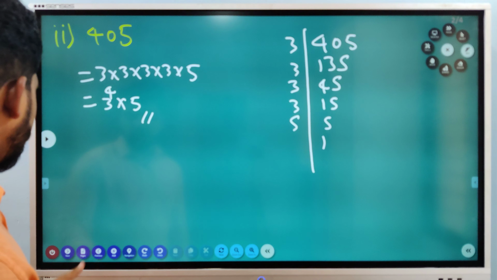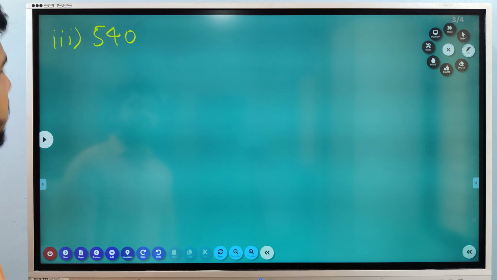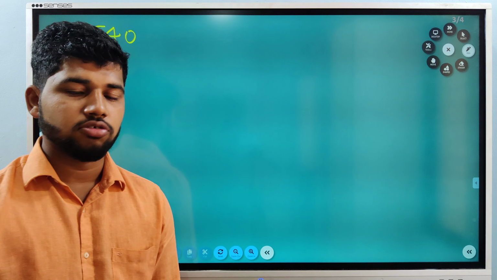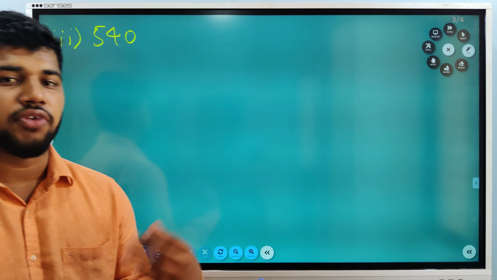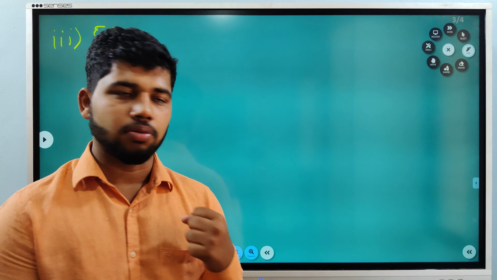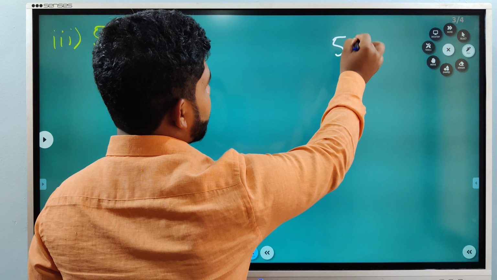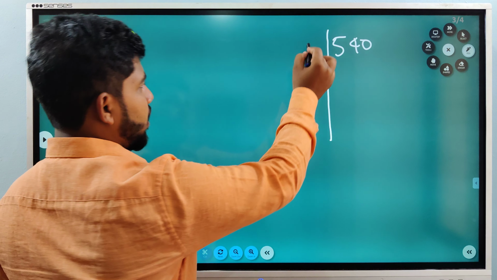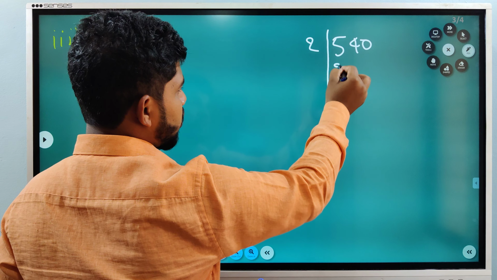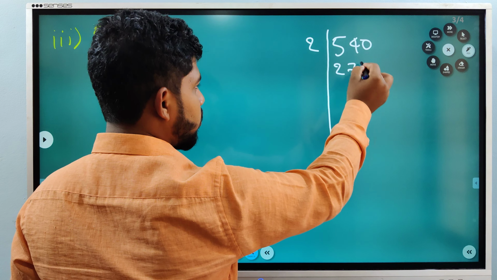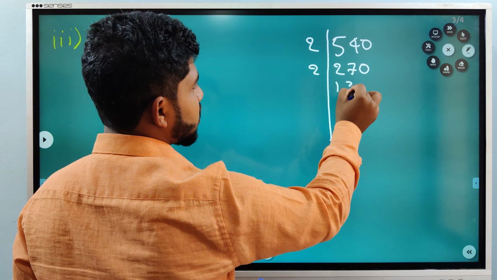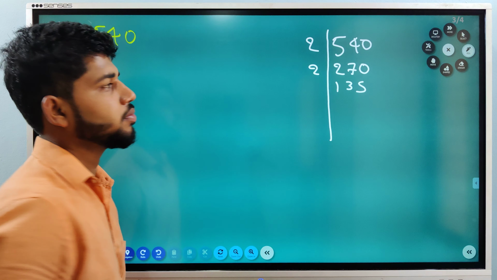Now look at the third one. 540. By using the prime numbers, we are going to find the factors of the given third problem. Now 540. Now by using 2: 2 2 ja 4, 2 7 ja 14, and 0, and 2 1 ja 2, 2 3 ja 6, and 2 5 ja 10.